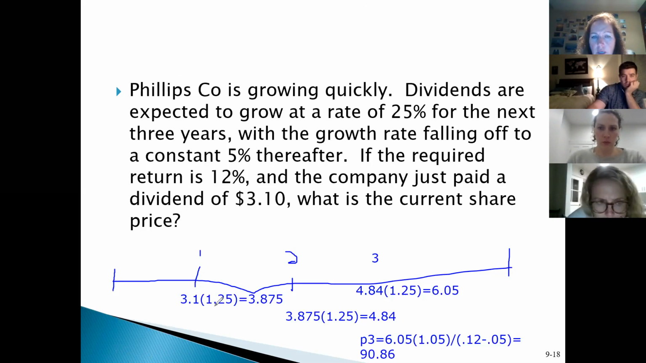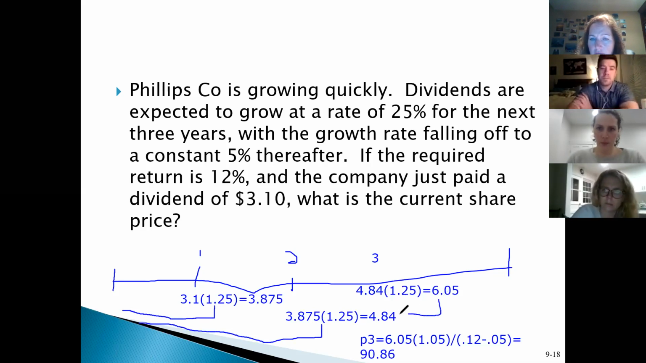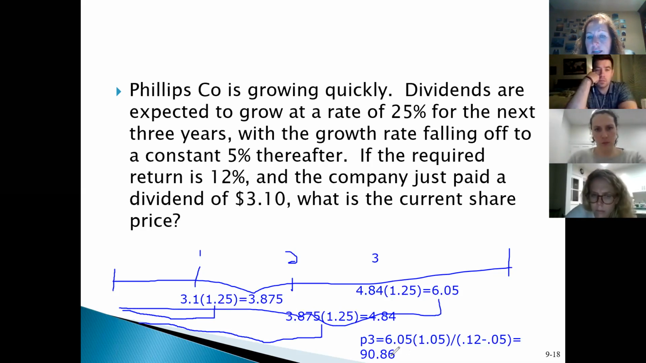Sorry about that. Okay, so now I've got to figure out what this 3.875 is worth today, discounting at 12%. I've got to figure out what this 4.84 is worth today, discounting at 12% for 2 years. I've got to find this 6.05 discounted at 12% for 3 years, and I've got to find this 90.82, also discount it back to today at 12%.